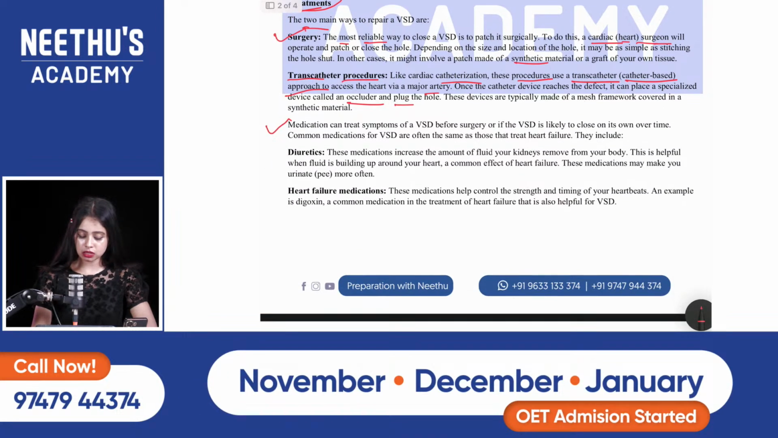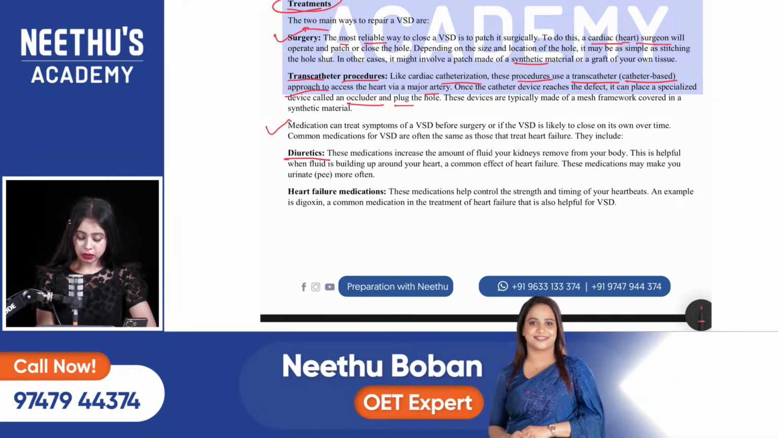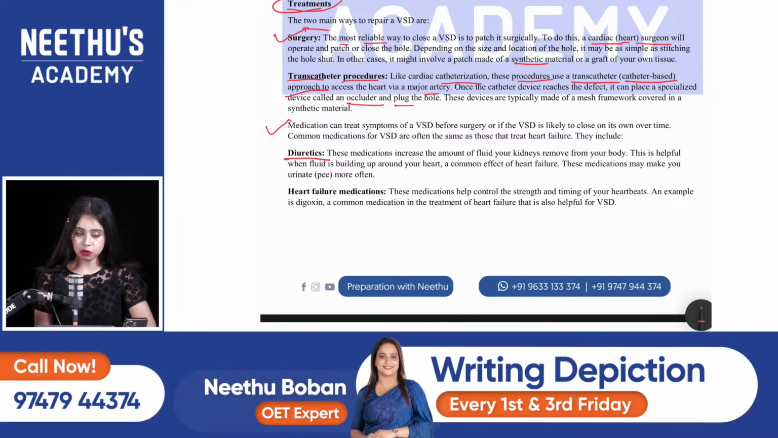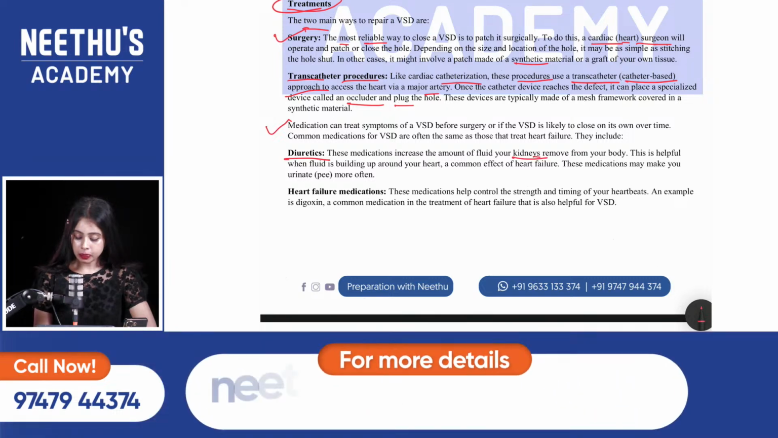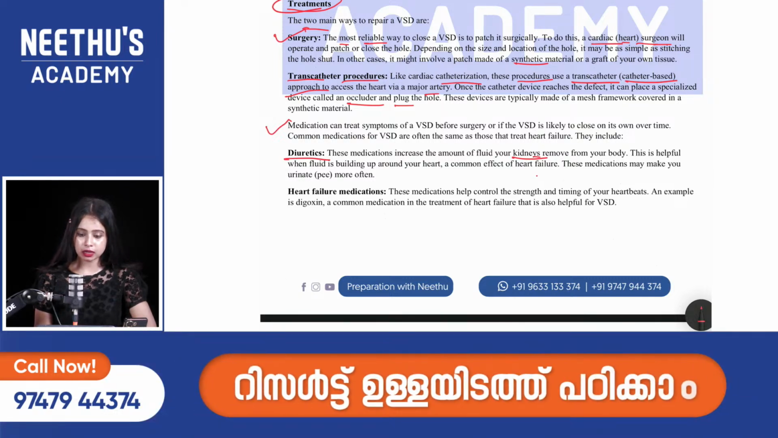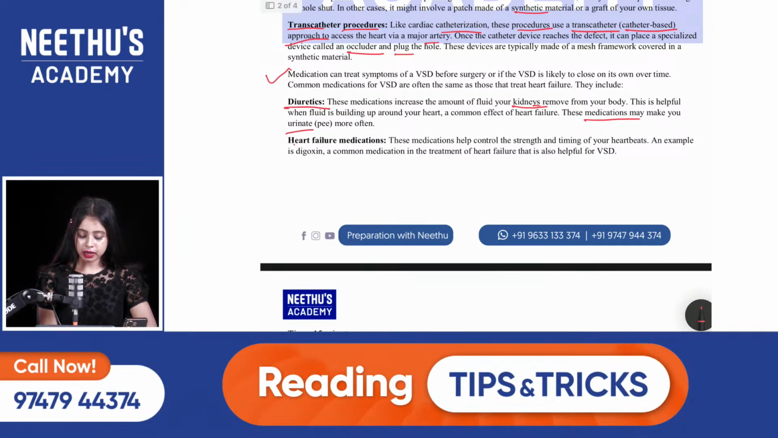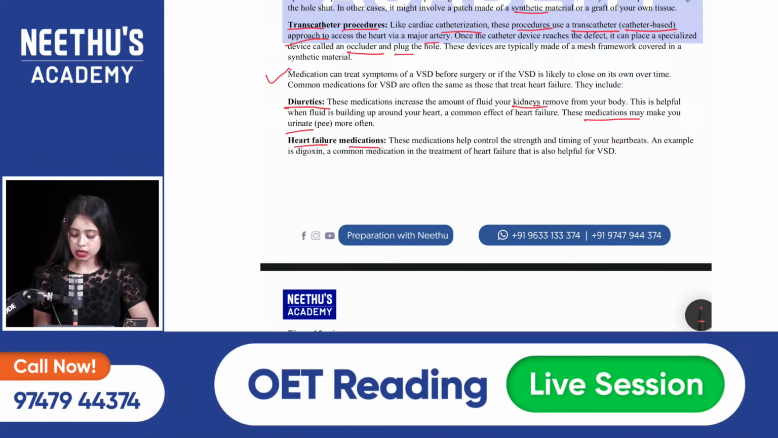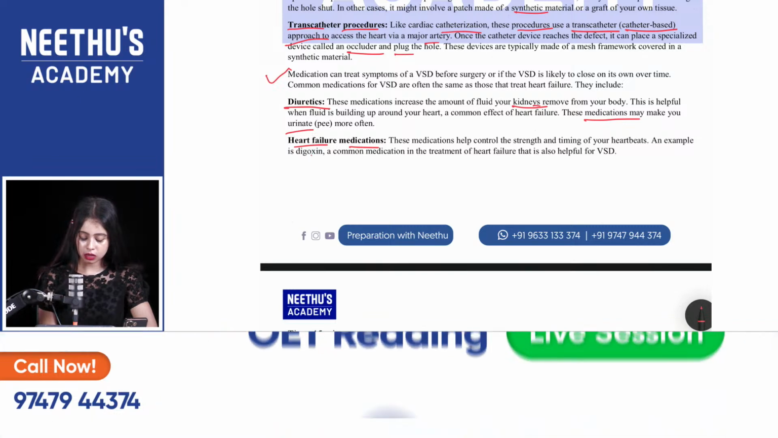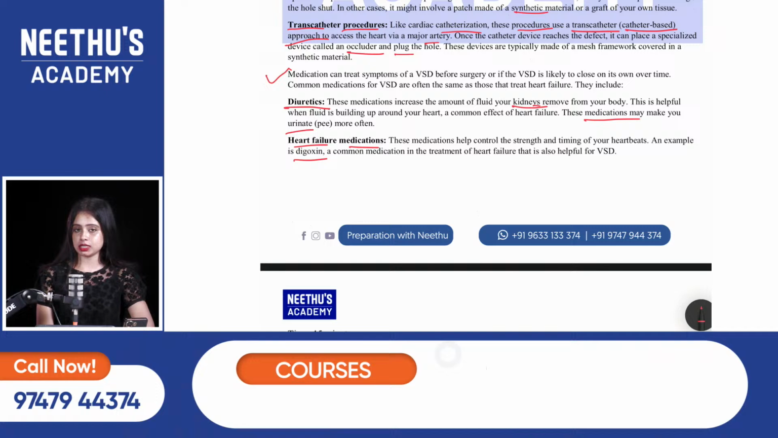Medications. So what are the medications for the condition? Diuretics. These medications increase the amount of fluid your kidneys remove from your body. This is helpful when fluid has built up around your heart, a common effect of heart failure. These medications may make you urinate more often. Then heart failure medication. These medications can help control the strength and timing of your heartbeats. As an example, digoxin, a common medication in the treatment of heart failure, is also helpful for VSD.